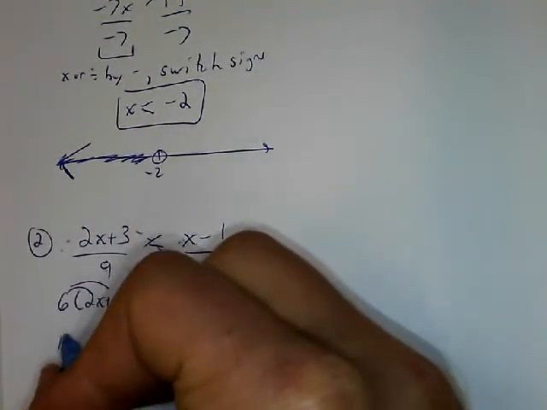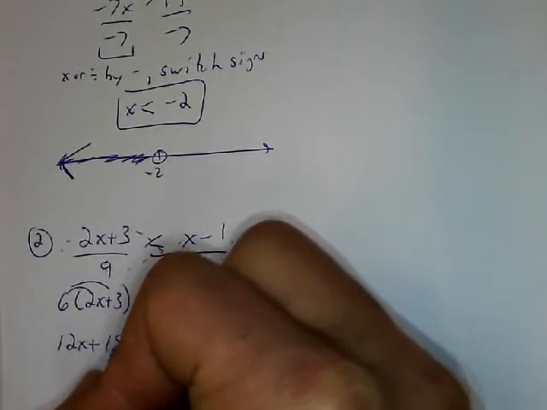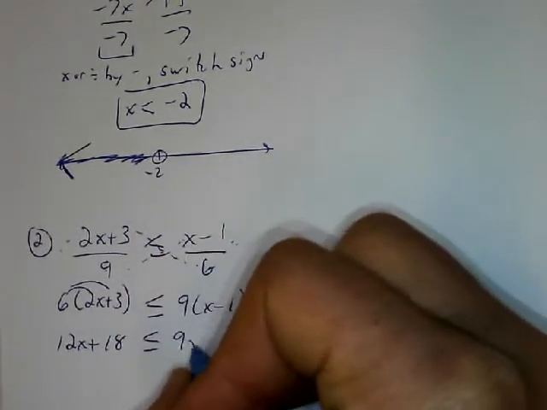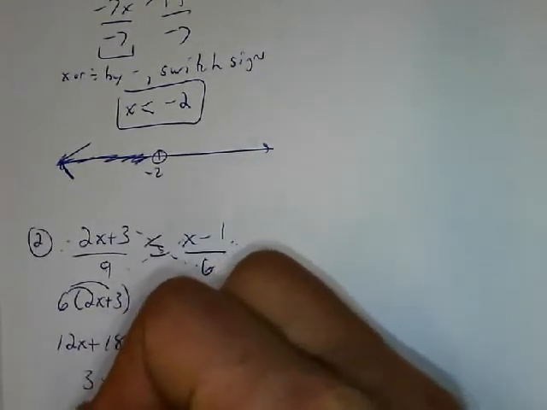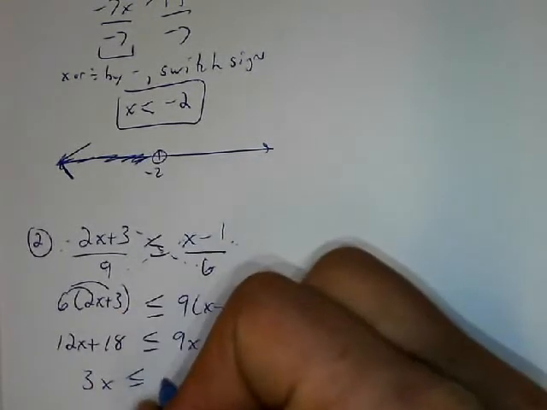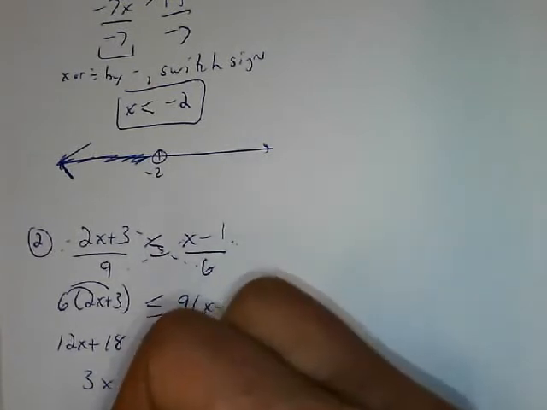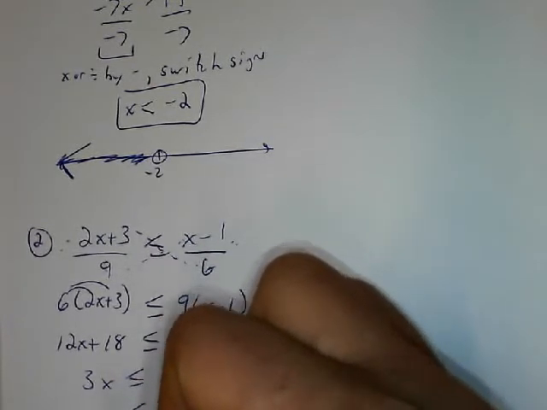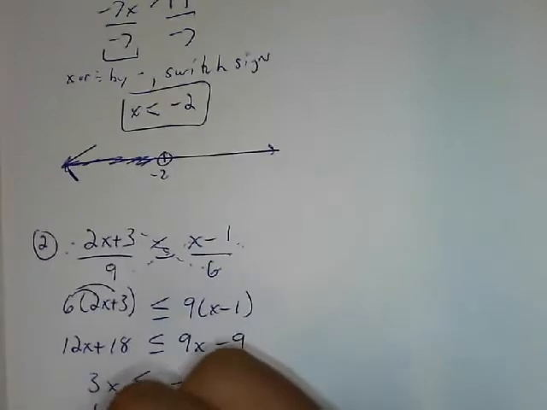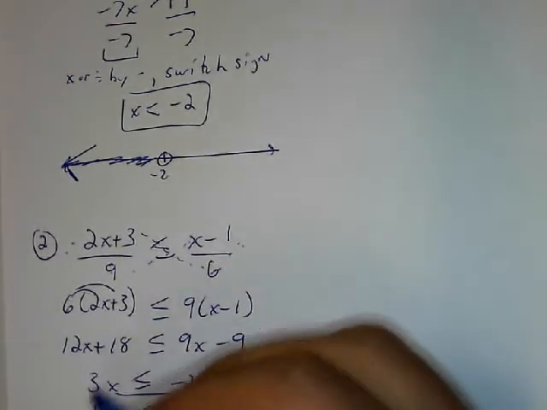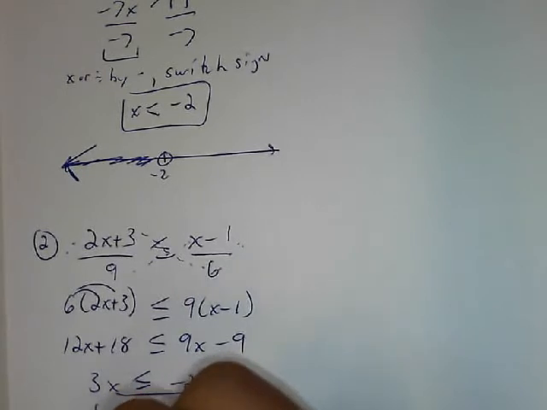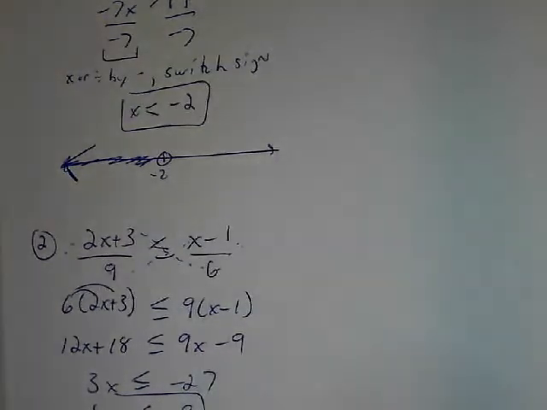Distribute. Get 6 times 2 is 12x plus 18 is less than or equal to 9x minus 9. And then real quickly, let's solve it. You get 3x is less than or equal to negative 27. x is less than or equal to negative 9. Again, on a number line, negative 9 closed circle, and shade to the left.